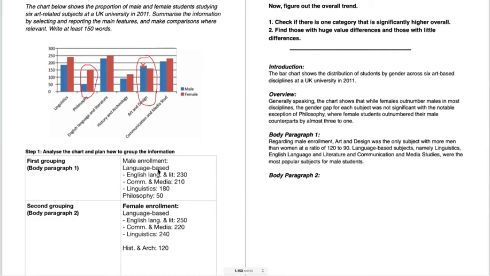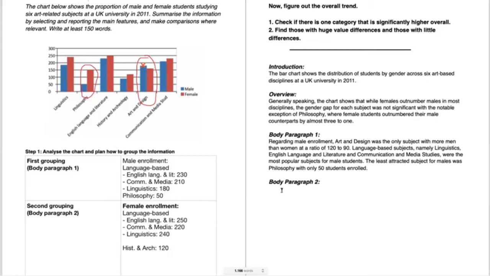And then I'm just going to say the least, which would be philosophy. Again, I want to show a bigger gap. So I would say the least attracted subject for males was philosophy, with only 50 students enrolled. Okay, and that is exactly what we had for our outline. It is concise, it is to the point.